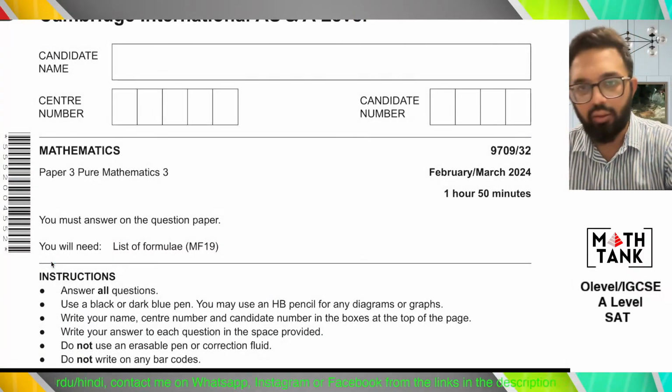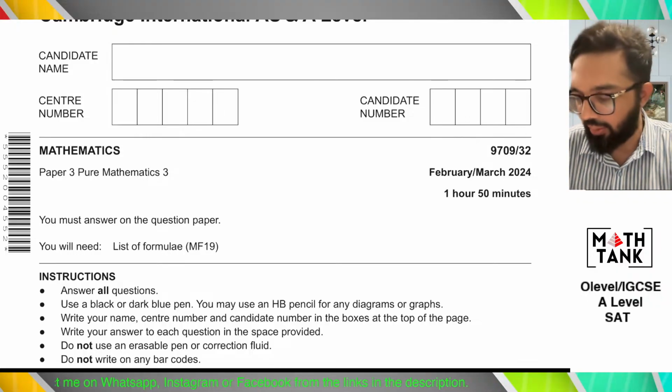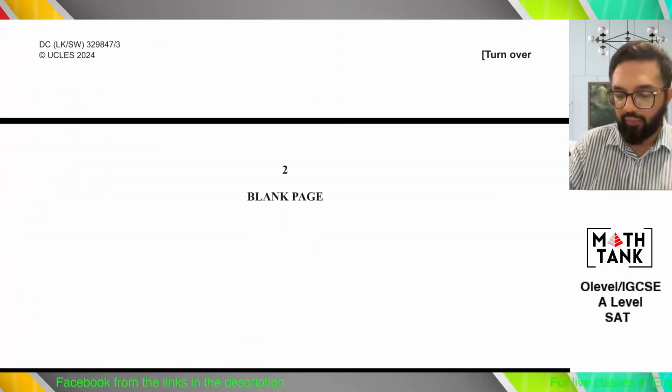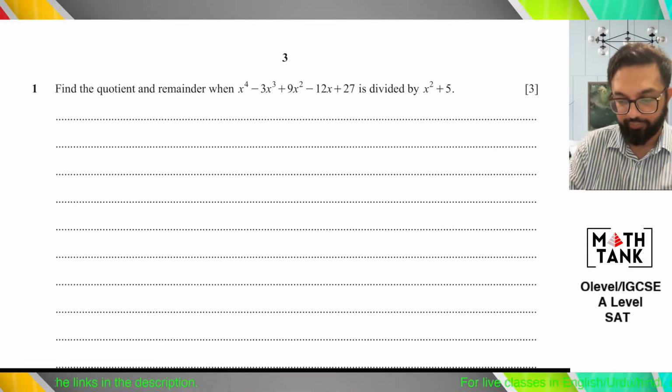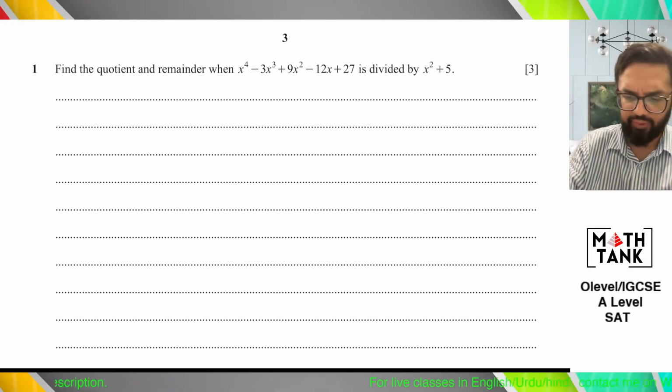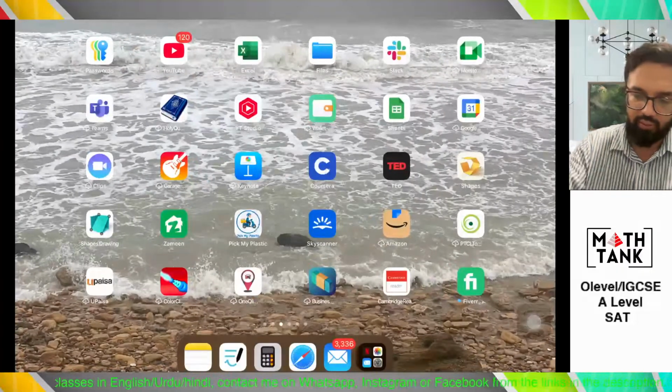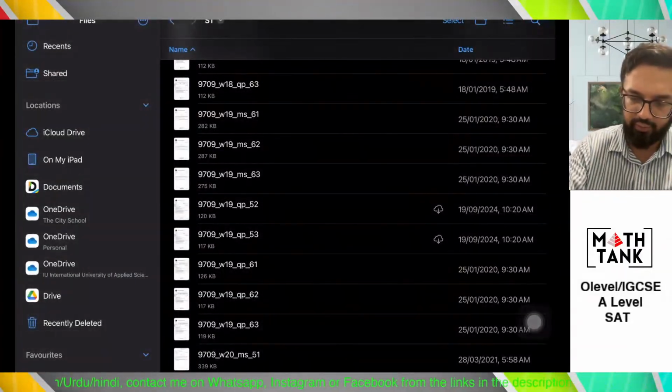Okay, let's begin solving. This is February, March 2024, variant 32. I think I solved all the other 24 exams. This one was left. So let's just solve this. Let me also open up the marking scheme alongside so that I can check my answers.